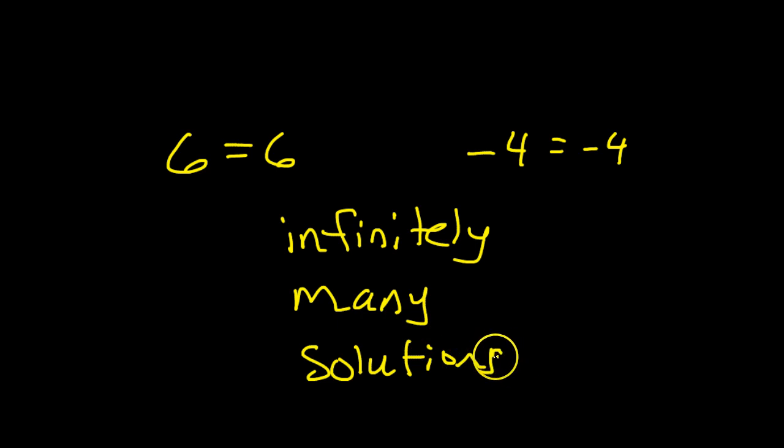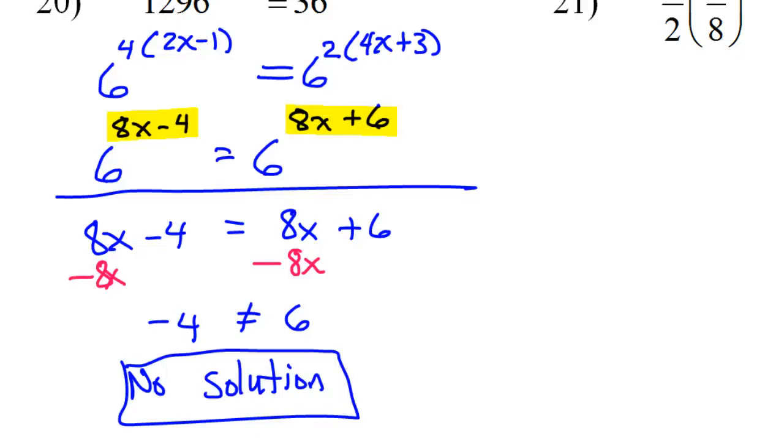All right, so if all the variables cancel out and you get a true statement, that means there are infinitely many solutions. But if all the variables cancel out and you get a false statement, that means there is no solution.